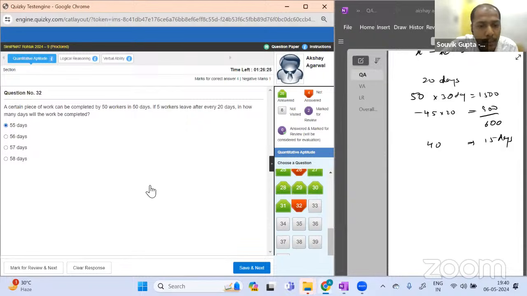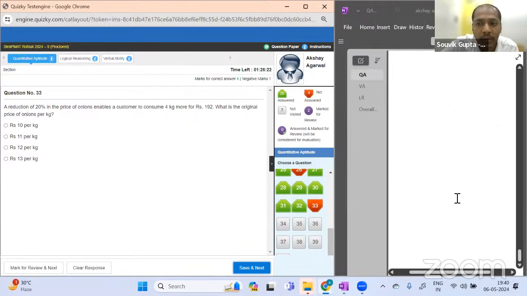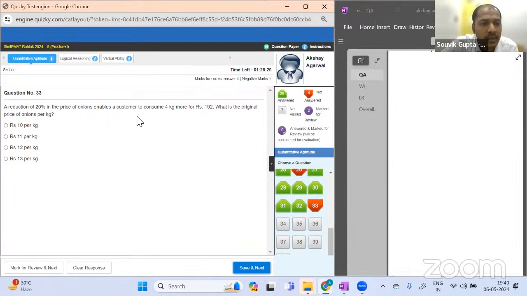That's the option. A reduction of 20% in the price of onions enables the customers to get 4 kgs more for the same money. So this is 25% more. Reduction of 20% means the price becomes 4/5, so the quantity is 5 by 4. 25% more is 4 kgs. Therefore, the original quantity was 16 kgs for 192, so that is 12 rupees per kg. Answer is option C.